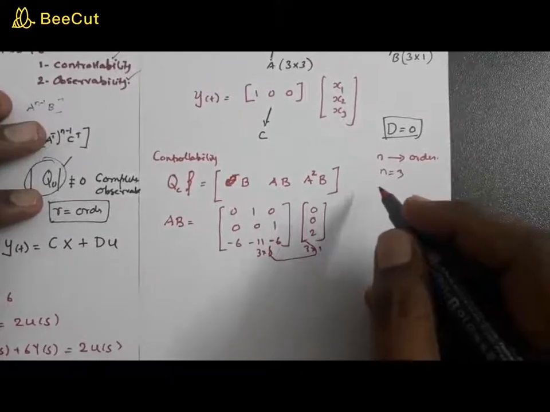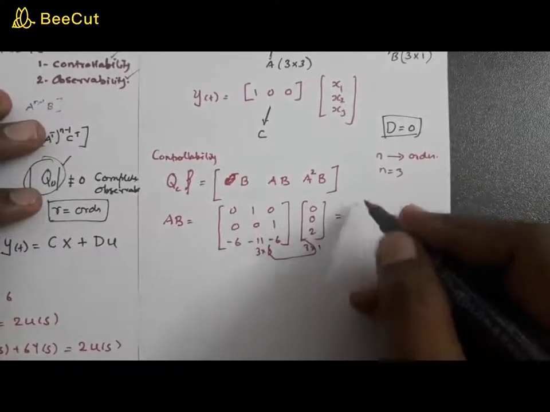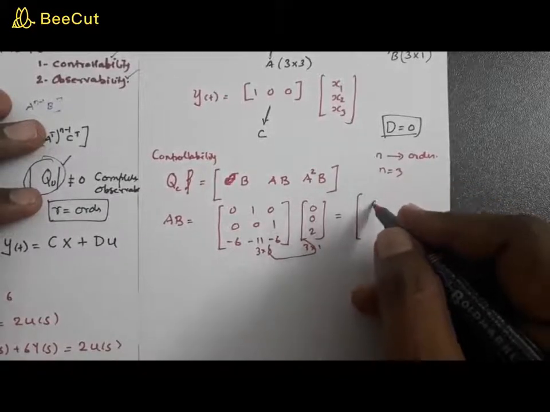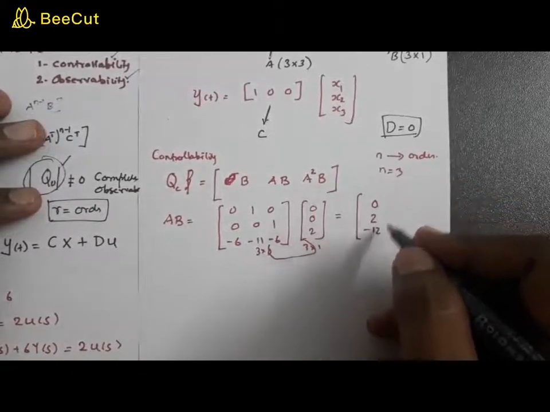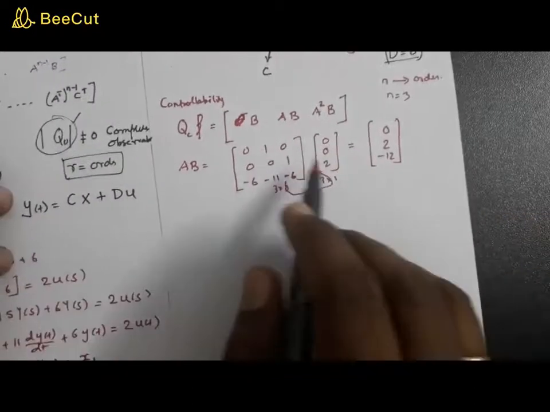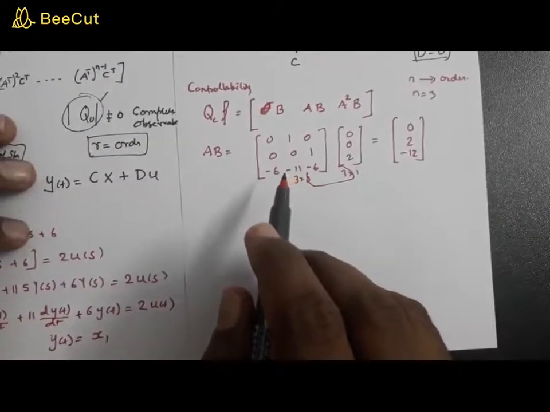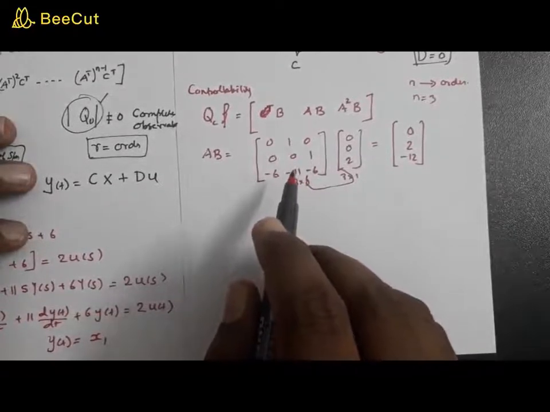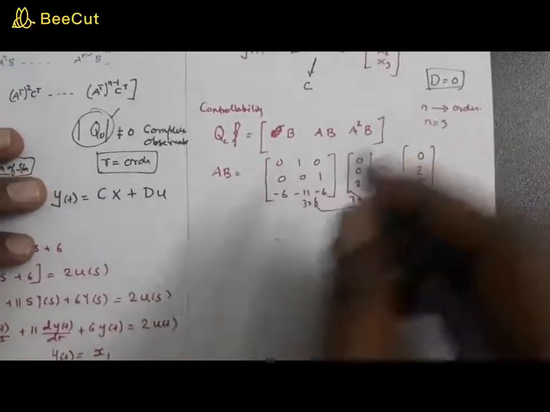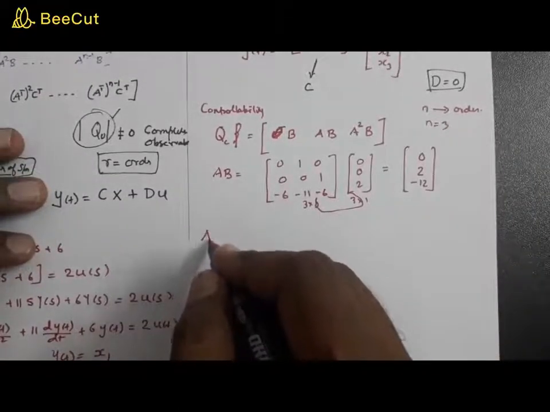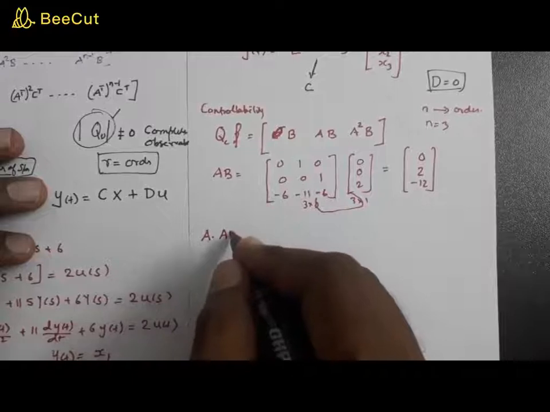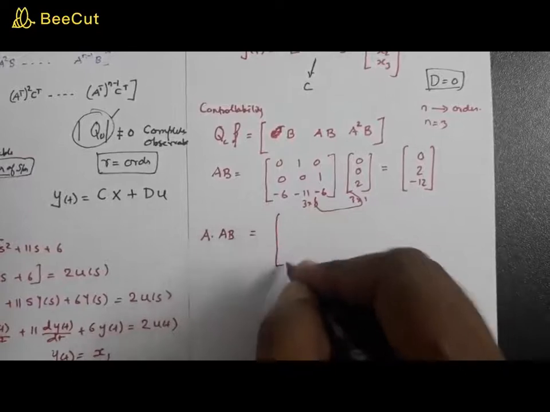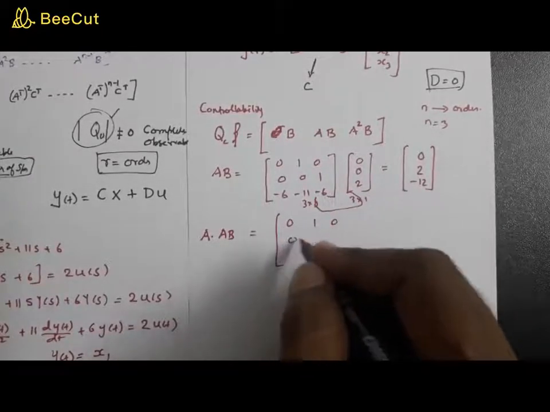So that means the answer is going to be 3 rows but with 1 column, and you are going to get your AB as 0, 2, minus 12. Okay, you may do the matrix multiplication by yourself. And next is what you want to get, A square B. So what you need to do is multiply A into AB, right? A into AB, meaning again you start like this: 0, 1, 0, 0, 0, 1.